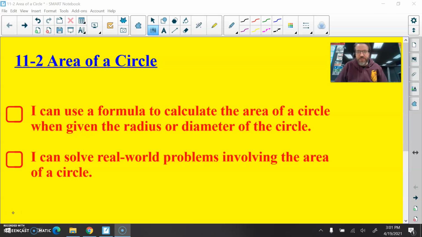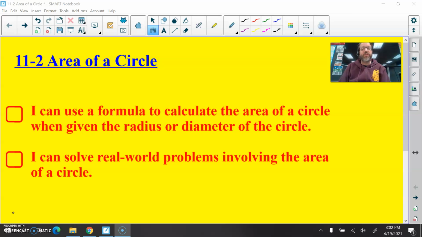Hi, everybody. It's Mr. Wyatt again, and today we are going to talk about how to find the area of a circle. In the last lesson, we were talking about circumference, which is the distance around the circle. Area, instead of being the distance around or the perimeter of the circle, is now all the space inside of the circle. How much space is there inside of the circle? And we have a formula for that today.